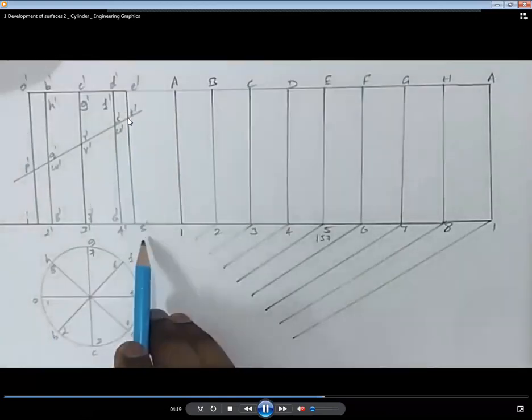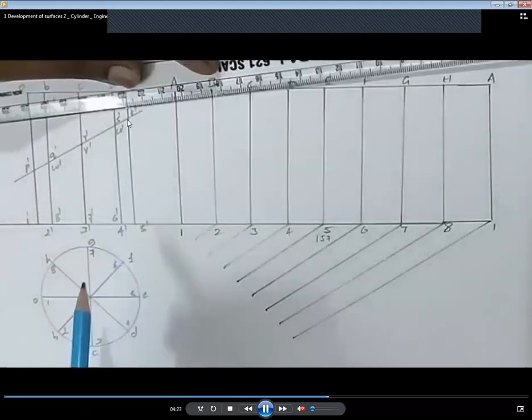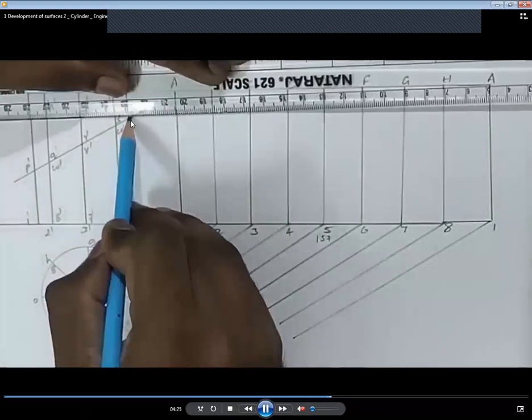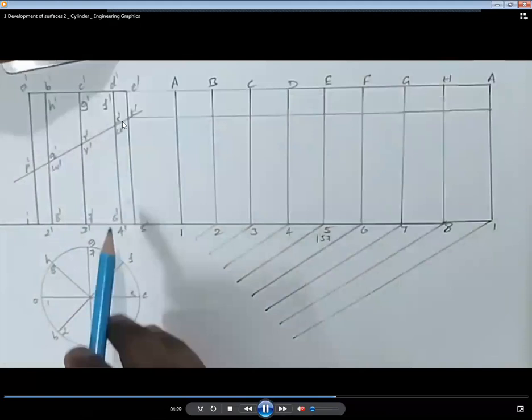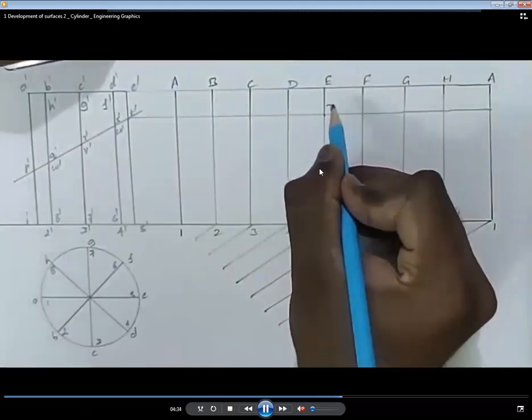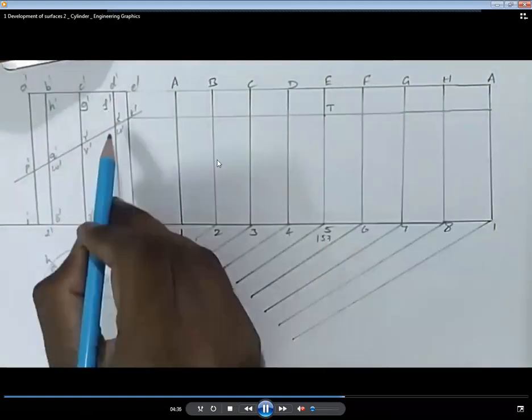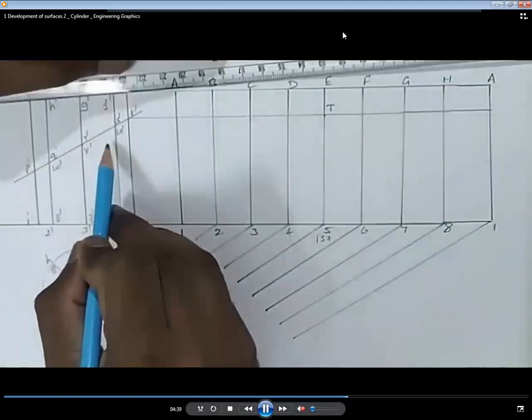For example, from this point, T point is cut on the line E, then you have to take the projection on E, or on the 5. So this is the point T. You give the capital name. Likewise, you have to draw all these respective points.